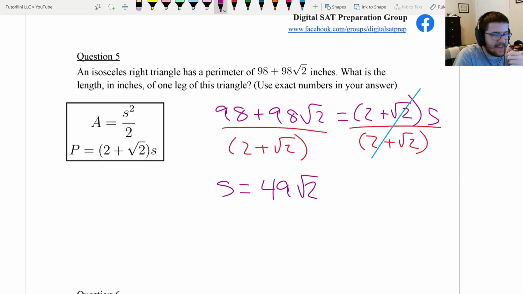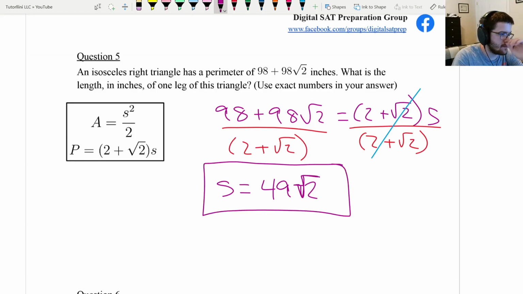And remember, guys, S is the length of the leg of a 45, 45, 90. So I think we're done. It's just 49 root 2 inches. Great. That's it.